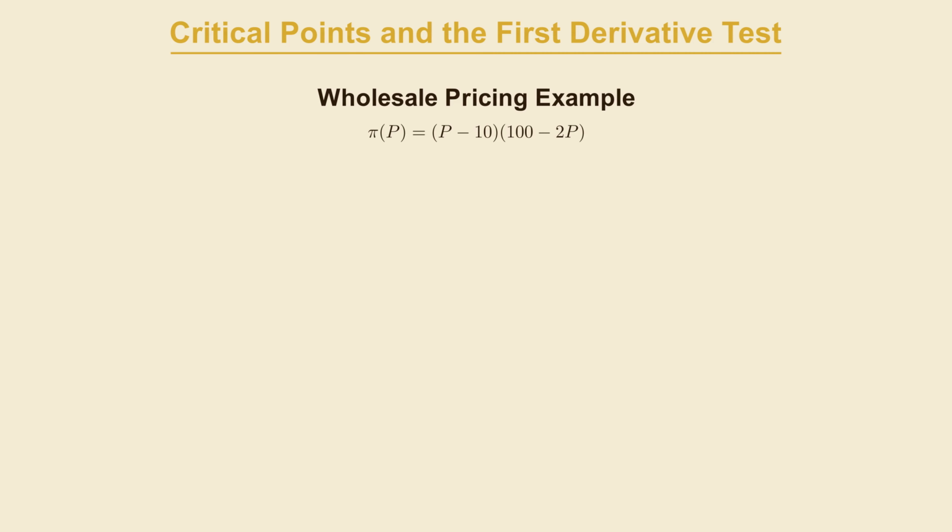The profit function is a product of two pieces, so we use the product rule. Let's see how this maps back to the product rule definition. Our first piece, f of p, is p minus 10. Its derivative, f prime of p, is 1.